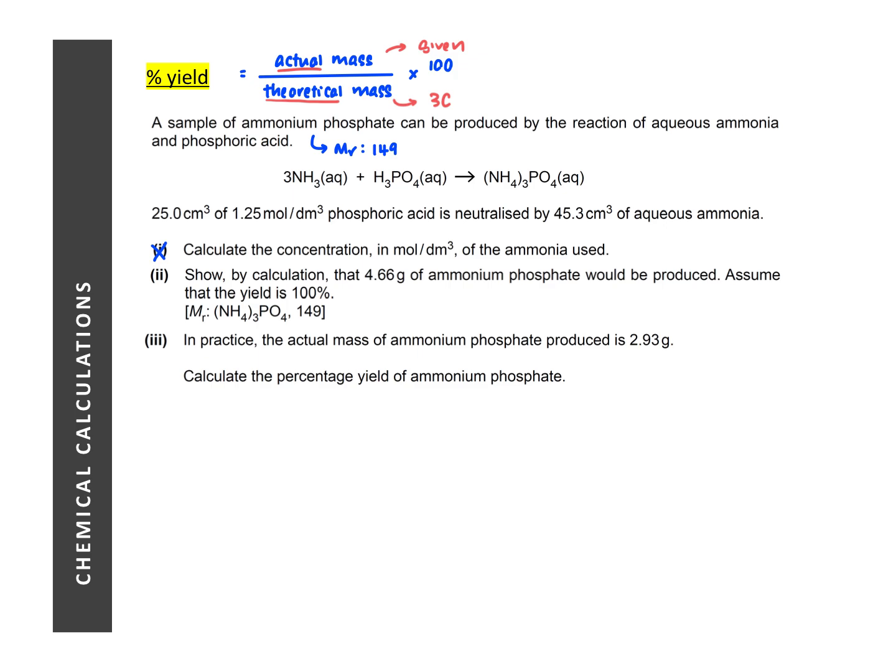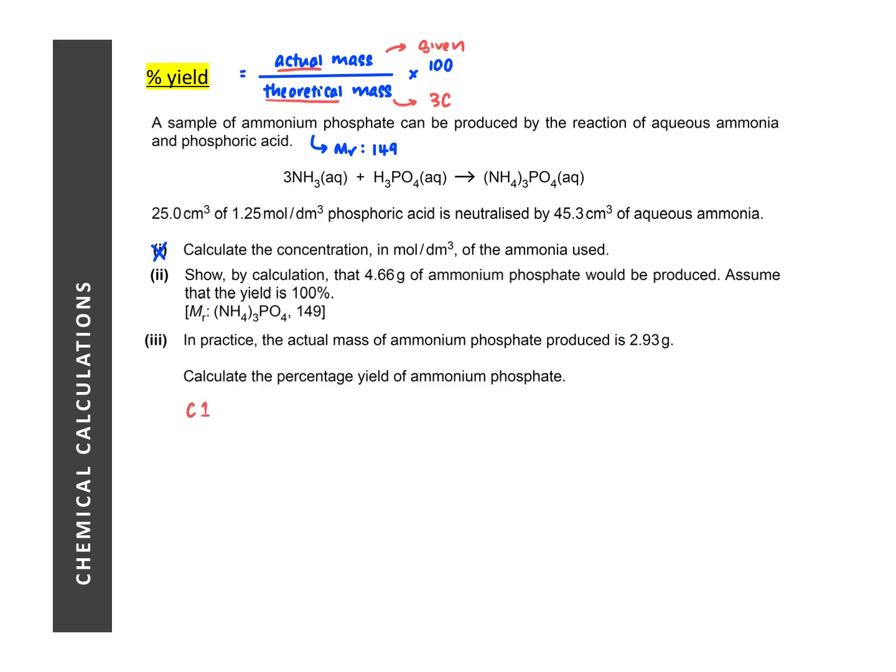So for this question, we will just focus on part 2 and 3, which is to find the theoretical mass of ammonium phosphate, and then later on to calculate the percentage yield. So to find the theoretical mass of ammonium phosphate, we must first apply 3C to the reactants.